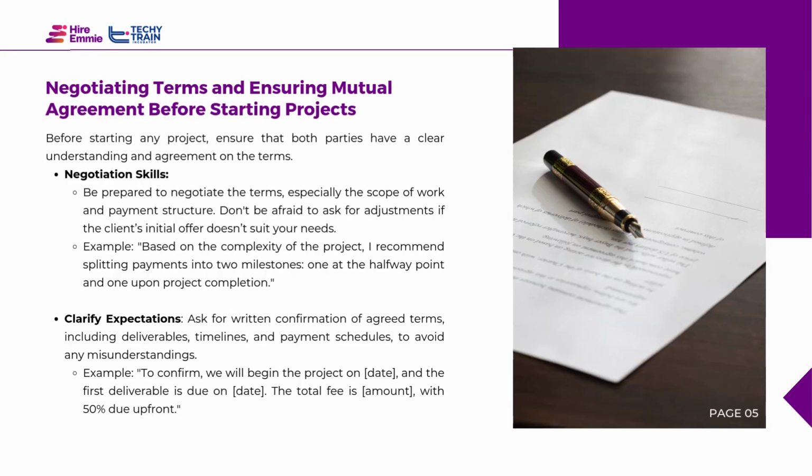Now you've gotten the contract, you understand the key aspects as well as the red flags. It's also important to have a clear understanding and agreement of the terms. Maybe you see some terms that you want to negotiate or communicate. This is very important. So you need to be prepared to negotiate the terms, especially the scope of work and payment structure. Don't be afraid to ask for adjustments if the initial offer does not suit your needs. For example, you can say, based on the complexity of this project, I recommend splitting the payments into two milestones, or I want to be paid ahead before the job commences.